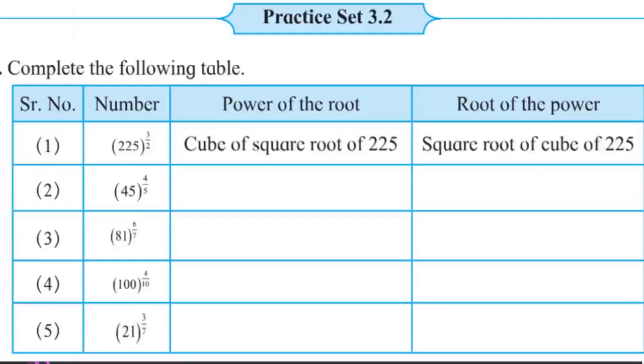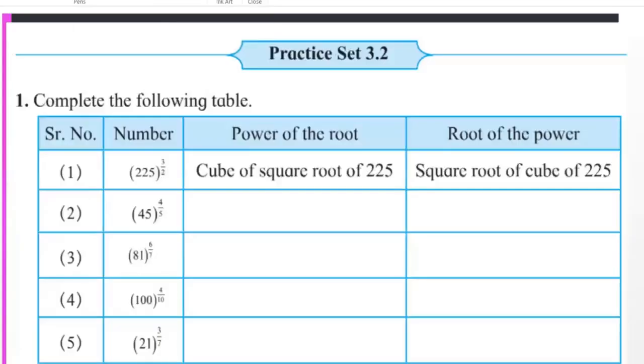So listen to this one. It is a very easy sum. See the first one. 225 is the base. 3 is nothing but a power and 2 is nothing but a root. So first they are asking: in the first question you should write the power, then the root. In the second one, you should start with the root, then follow by the power.